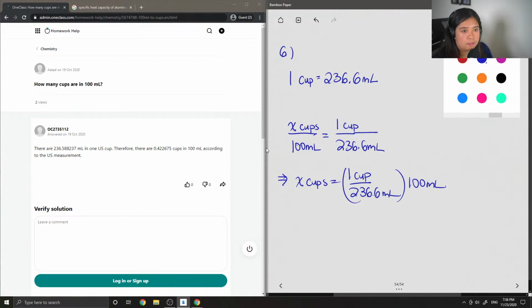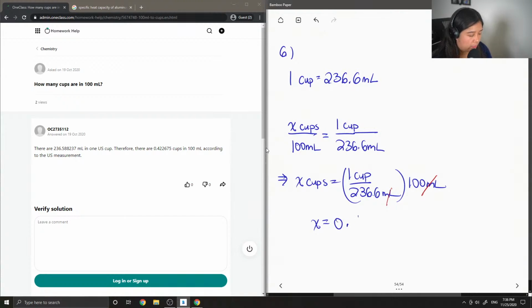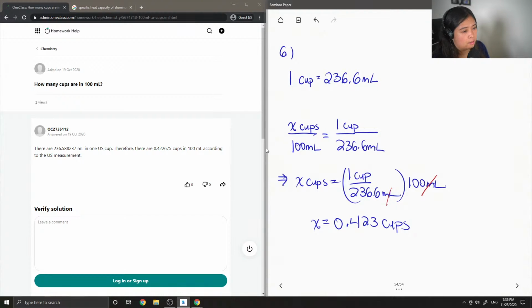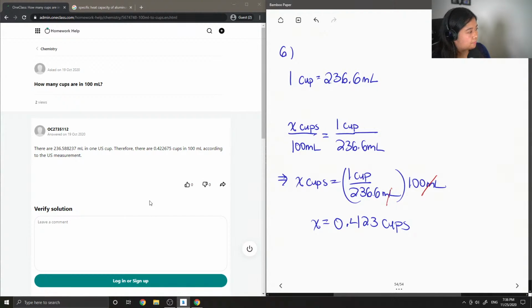And then our units of milliliters will cancel out, and we are left with the value in cups, which is 0.423. Okay, so there are 0.423 cups in 100 mils.